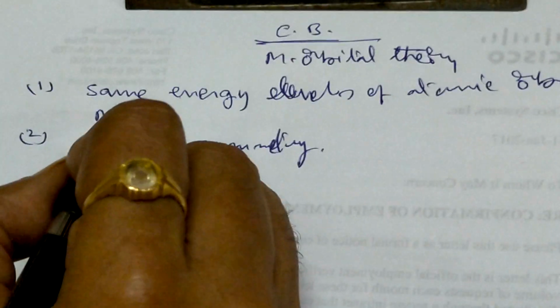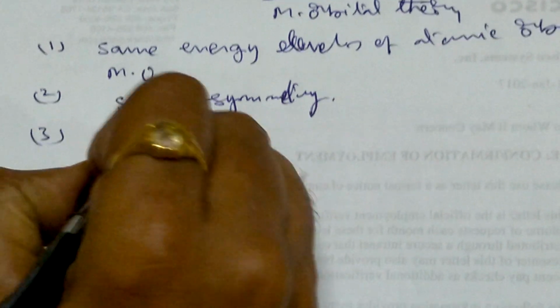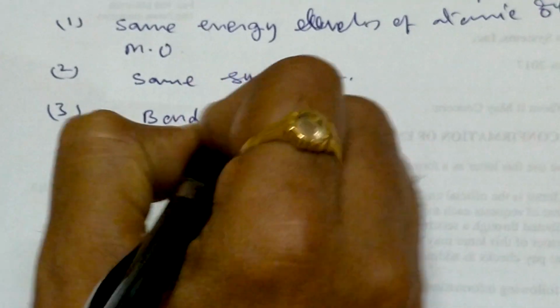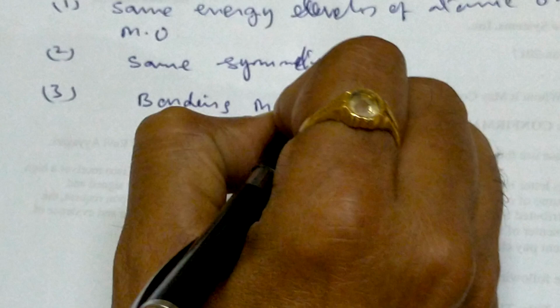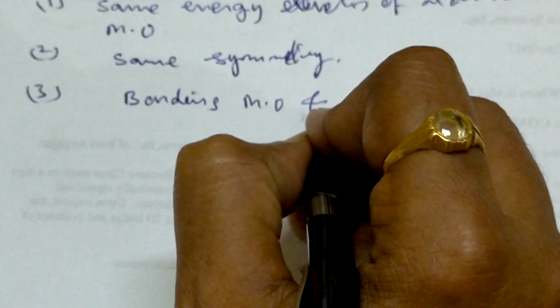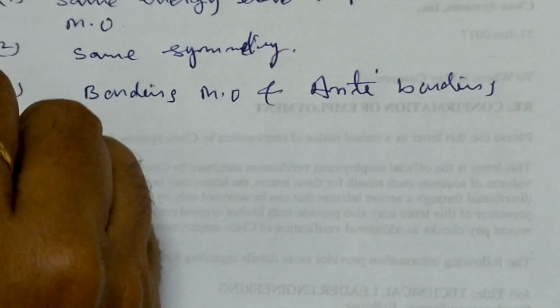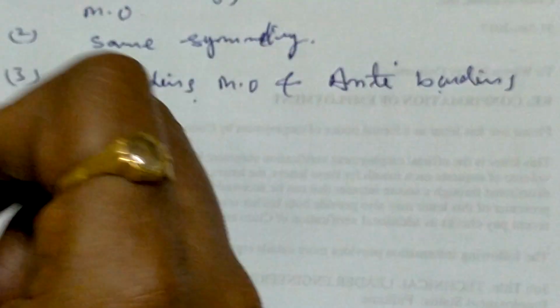With the same energy levels, the formation is of a bonding molecular orbital and an anti-bonding molecular orbital. Suppose two atomic orbitals are combining, then two molecular orbitals will form: one bonding orbital and one anti-bonding orbital.